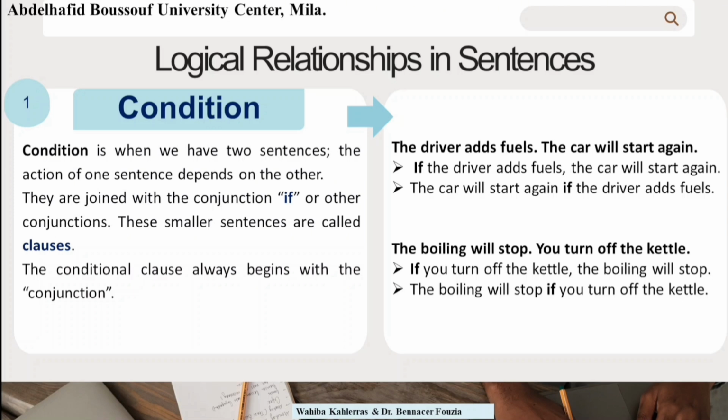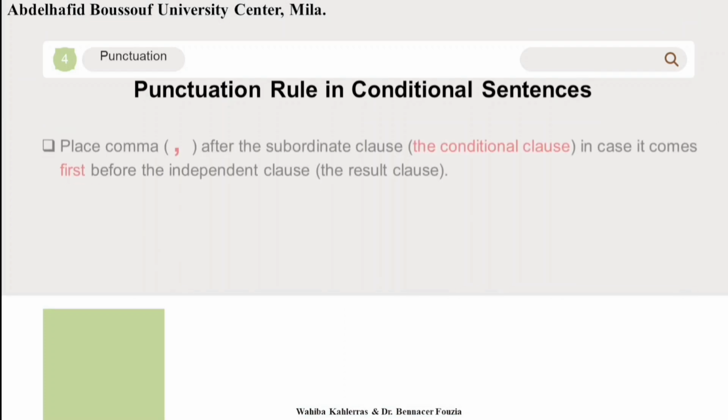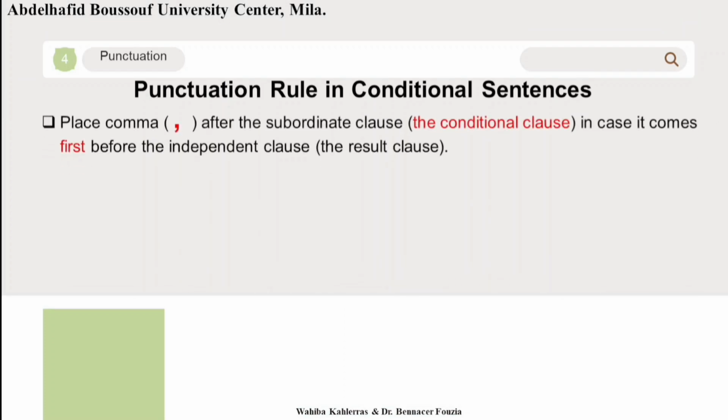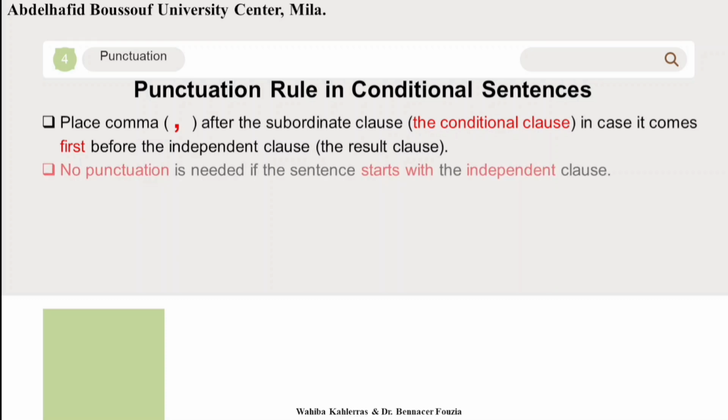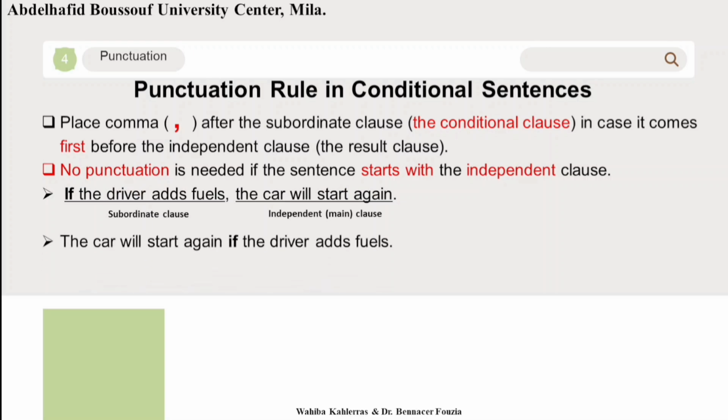And here we're going to pay more attention to punctuation in conditional sentences. Basically, we have two rules. Either we put a comma after the subordinate clause, which is the conditional clause, in case it comes first or in the beginning of the sentence. We put no punctuation if the if clause comes second or if is in the middle of the sentence. Is that clear?